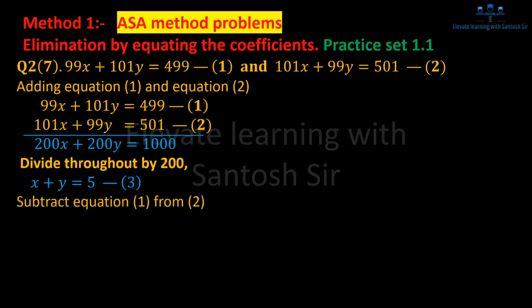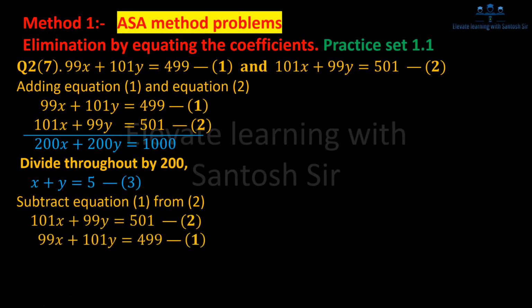When we do this, we will write equation 2, and then equation 1. As we are subtracting, we will change the sign. Now 101x minus 99x will give us 2x. 99y minus 101y will give us minus 2y, and 501 minus 499 will give us 2. So we get 2x minus 2y is equal to 2.